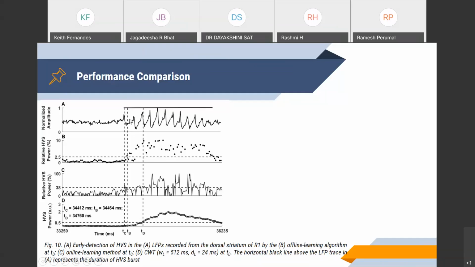The online learning algorithm detects the HVS earlier than the other two algorithms. You can see the time index TC based on the set threshold. The threshold varies among the different regions and rats. And the continuous wavelet transform, even though it takes a window length of 512 samples, still, as I already told you, due to the wavelet shape or the noise factor, results in higher latency when compared to the other two algorithms.